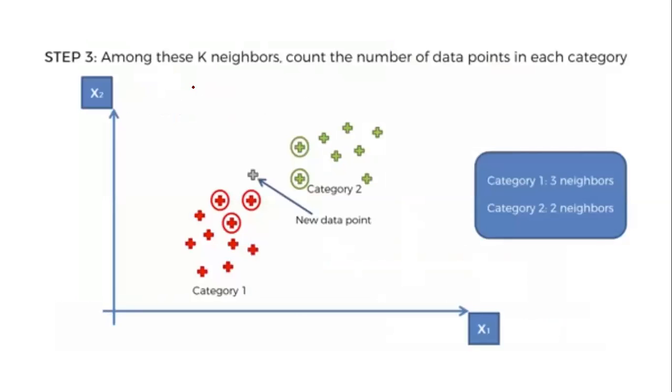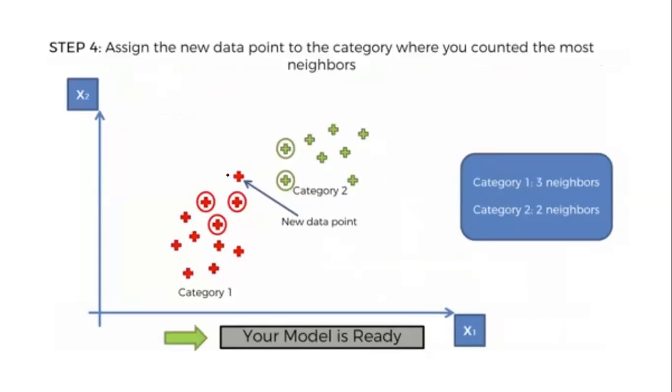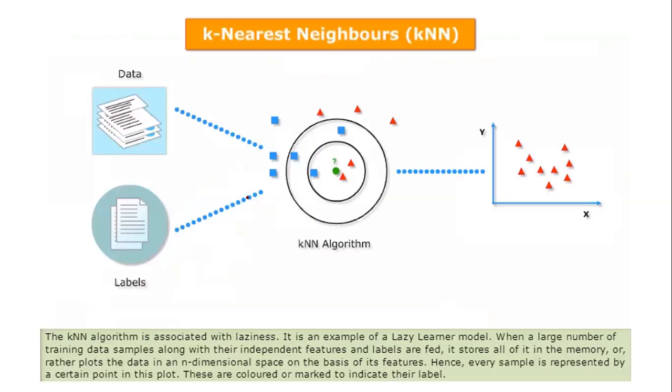Now among these k neighbors, count the number of data points. These are the 5 neighbors, and I found that 3 of them belong to category 1 or football, and 2 neighbors belong to category 2. I will assign this to the red category, category 1 or football, because I have a higher number of votes from this class. So it is just normal.